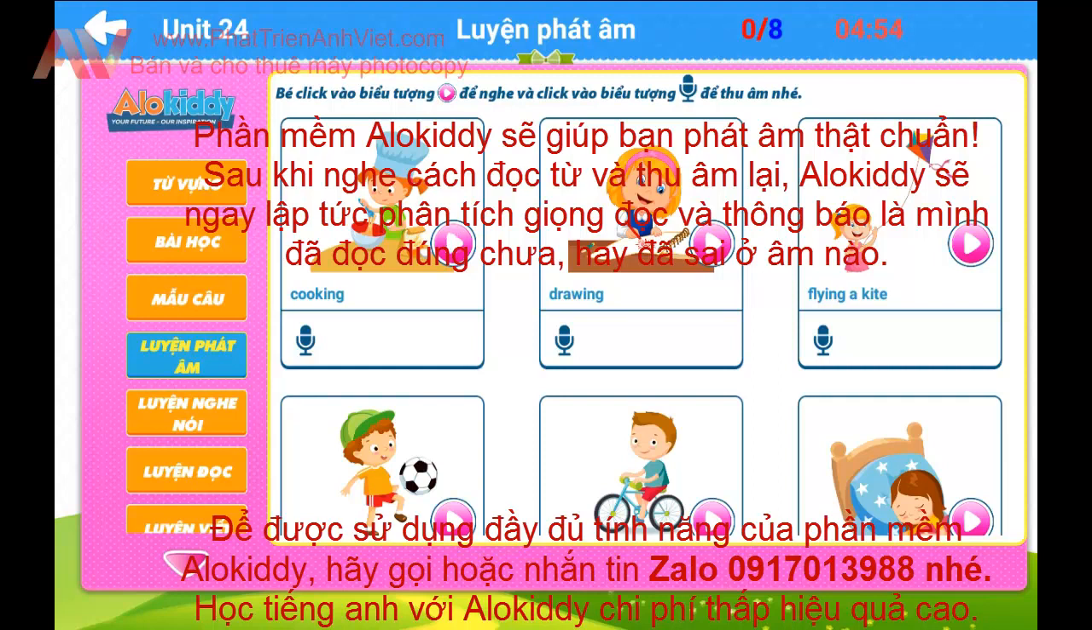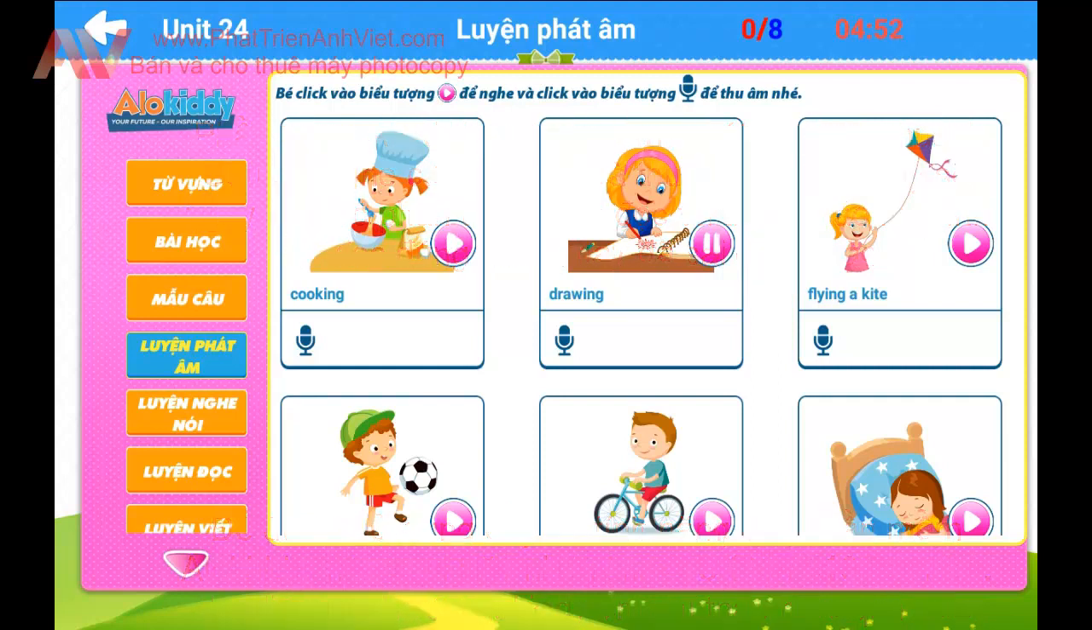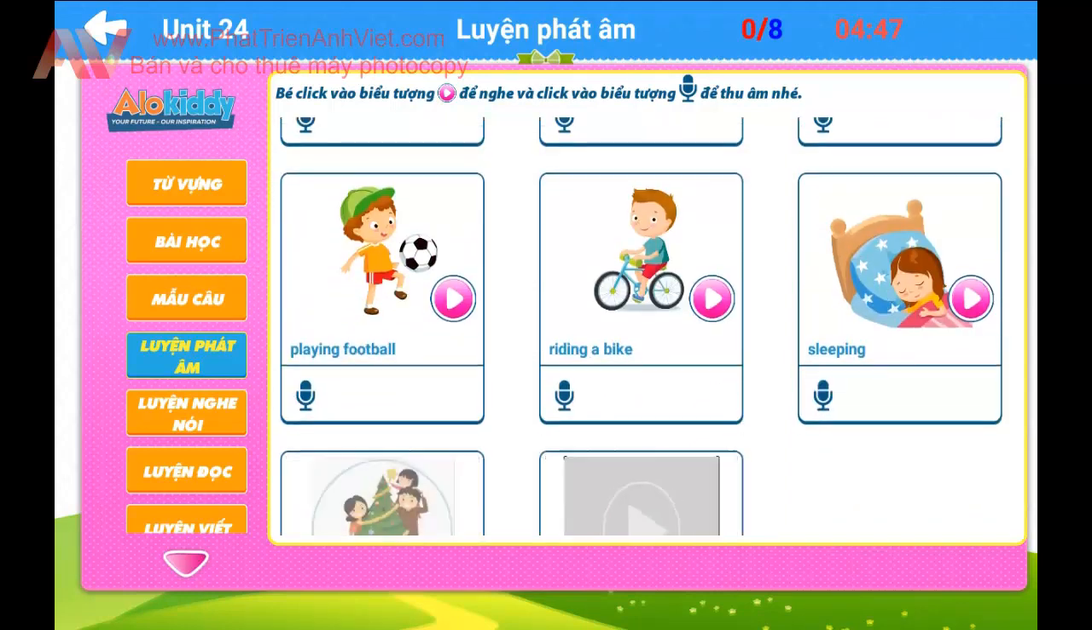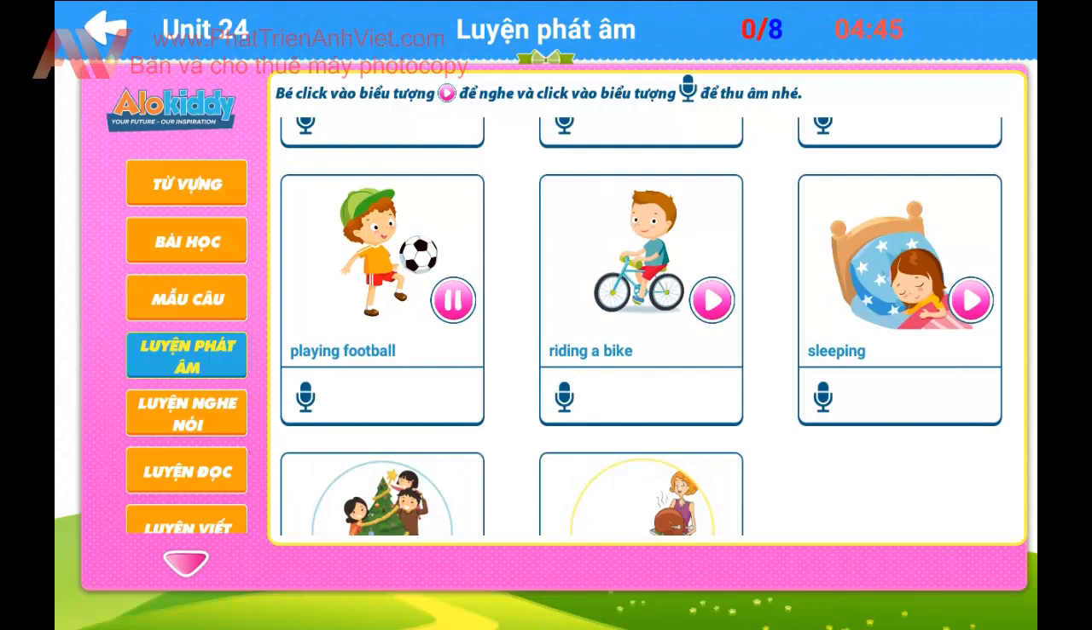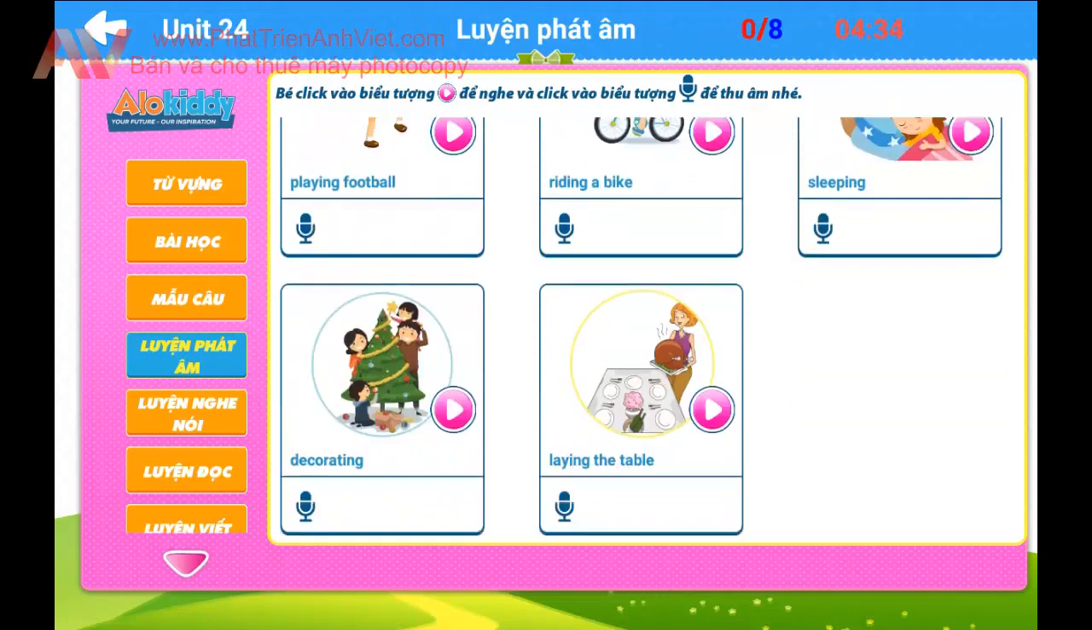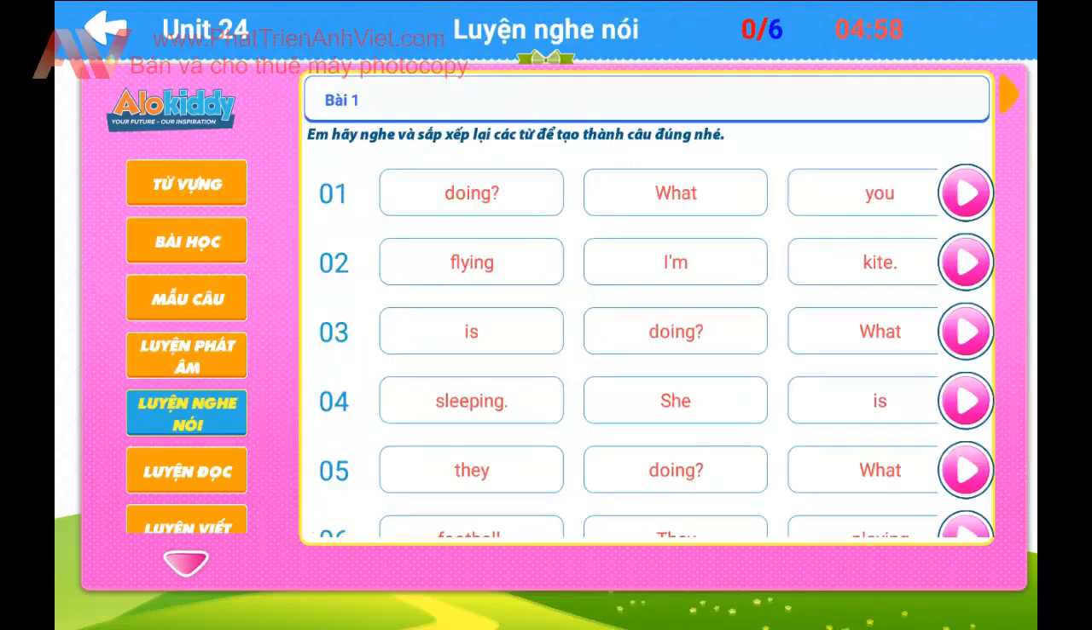Cooking, drawing, flying a kite, playing football, riding a bike, sleeping, decorating, laying the table.